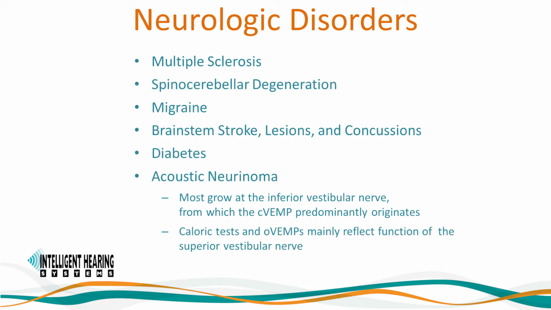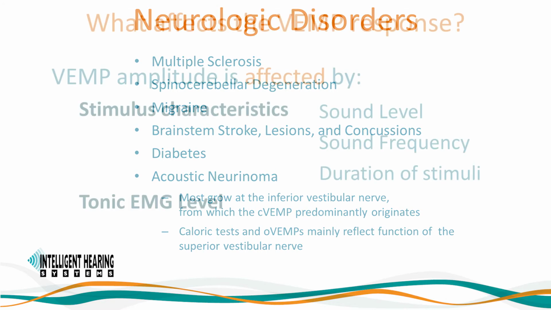Neurological disorders include but are not limited to multiple sclerosis, spinocerebellar degeneration, migraine, brainstem stroke, lesions and concussions, diabetes, and acoustic neuromas. Most of these tumors grow at the inferior vestibular nerve, from which the cVEMP predominantly originates. Caloric tests and oVEMPs mainly reflect function of the superior vestibular nerve.